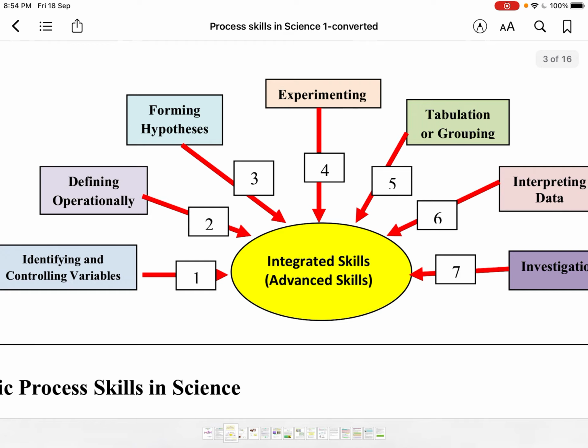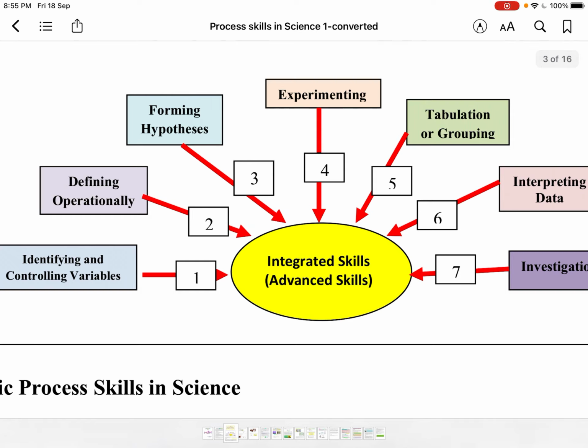What we are going to do is to be stated very clearly. That is called defining operationally. Then after that, we try to find out the possible answers to that particular problem, and it is known as the formulation of hypothesis. Then hypotheses are to be tested. That fourth step is experimentation.